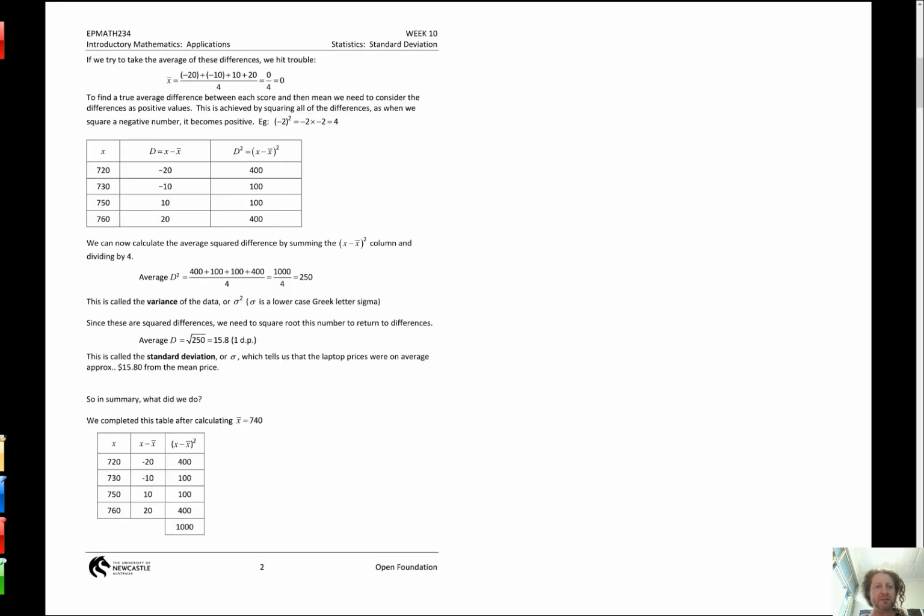If we now go down to the next page, look at if I try to just average them up. I'm trying to average up a minus 20, a minus 10, a 10 and a 20. If I want to average them, I would add them all up. And they all add up to naught, and then naught divided by 4 is naught. It tells me the average of these scores, or the mean of these scores, is naught. Well, that's true, like I say, but we hit trouble.